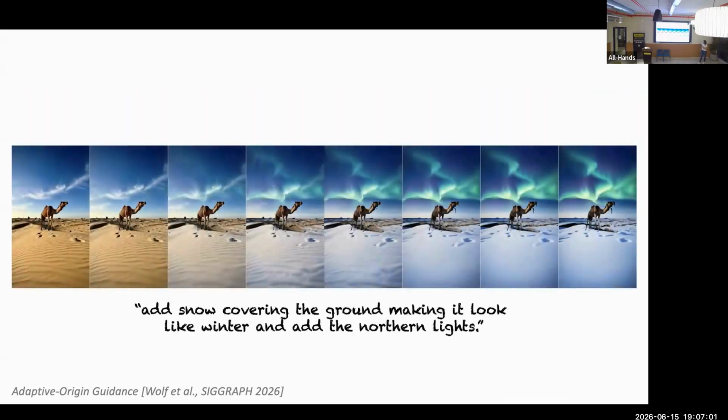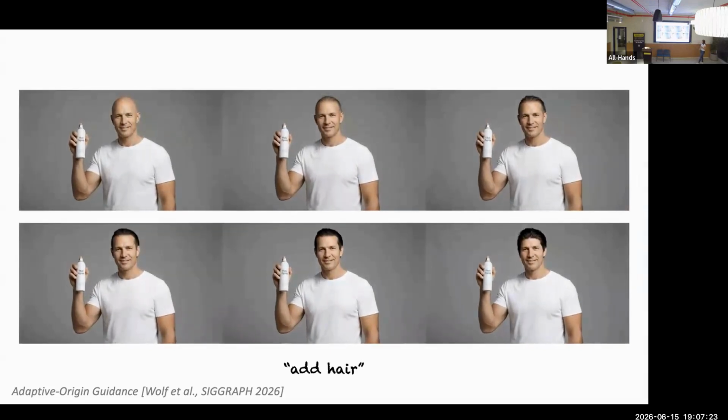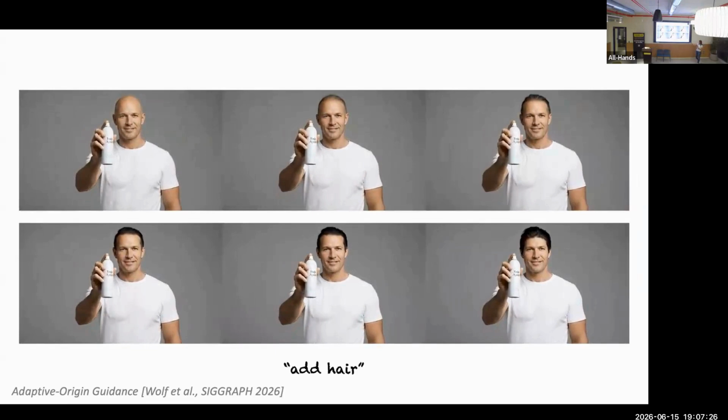Okay, so let's see some results. For example, here we can start from this camel in the desert, change the sand into snow, add the northern lights, and note that everything is very gradual. Nothing in this method is specific to image editing, so it also works on video. We can add hair to this man and control how much hair is added. Actually, this work was done by an intern in Decart. This is with the Lucy model. I'm not sure if Rian is still here.